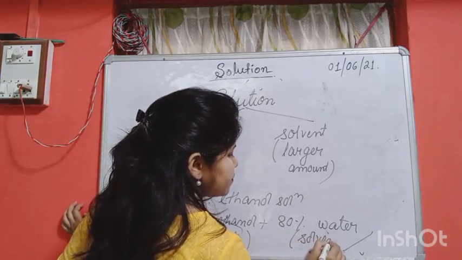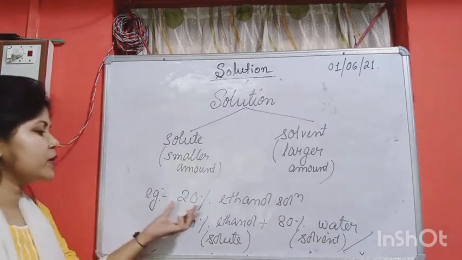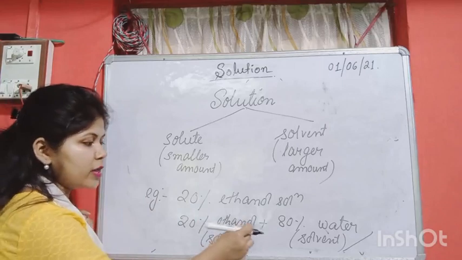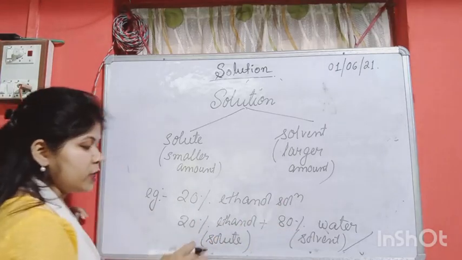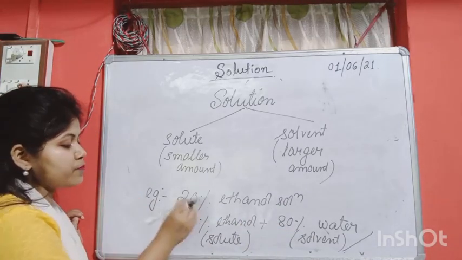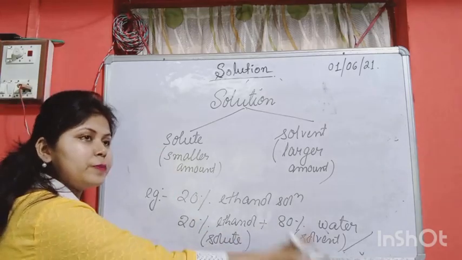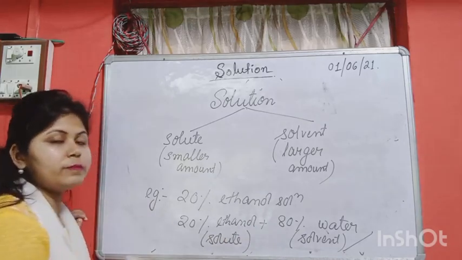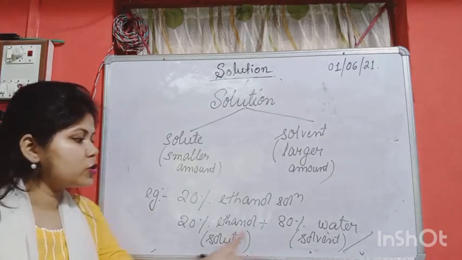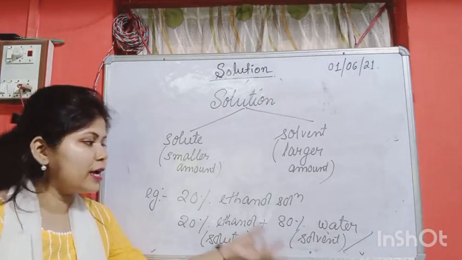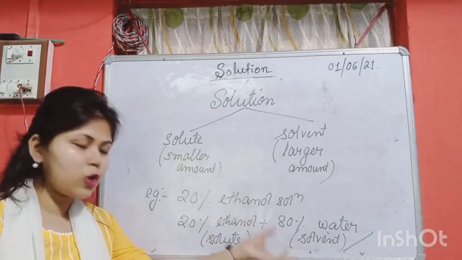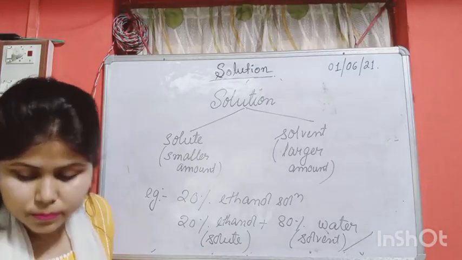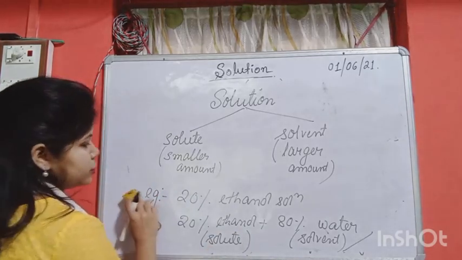Similarly, if you are considering 80% ethanol, then 80% will be ethanol and the remaining 20% will be water. Both comprise the solution. At that time the solute will be water, and the 80% ethanol will be the solvent because it is present in larger amount. So the one present in larger amount is known as solvent, and the one present in lesser amount is known as solute. Hope you all have understood.